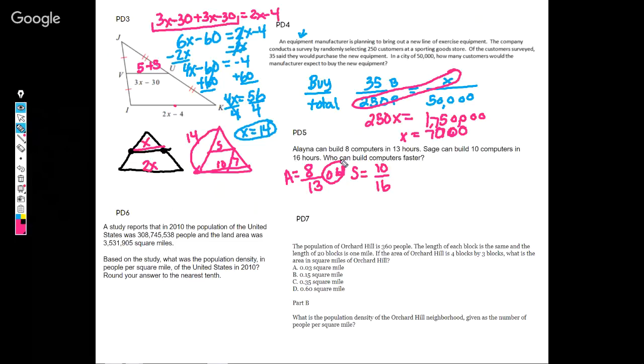I've got 10 divided by 16. That gives me 0.625. Who's the faster person? Who's got the bigger number? Sage is the faster person. Yep. Sage is faster because his number is bigger, or her number. I don't know if Sage is a girl or boy. It's bigger. Okay.